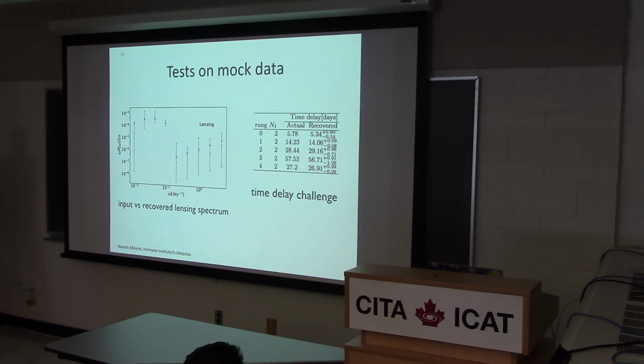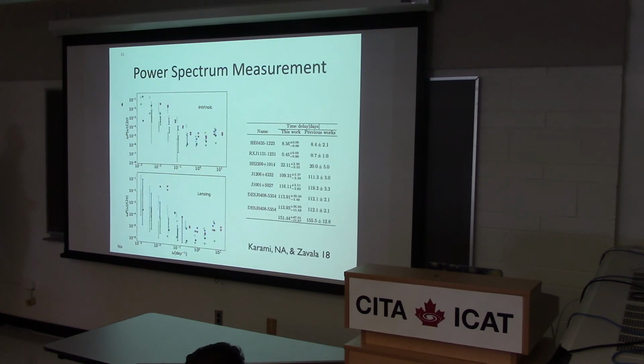There were multiple groups in the past who tried to measure time delays from these multiple-image quasars. The time delay challenge was trying to give them synthetic data in which we know the actual time delay. And then the question is, can your method recover it? This is how we do. These are the actual values, and these are the recovered values. Of course, these are very different noise models than we use, but nevertheless, we can get the right time delays. So that's another confirmation of the model.